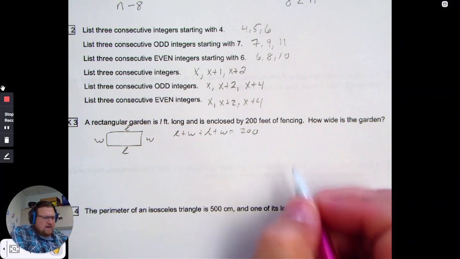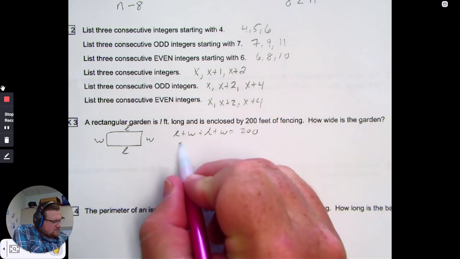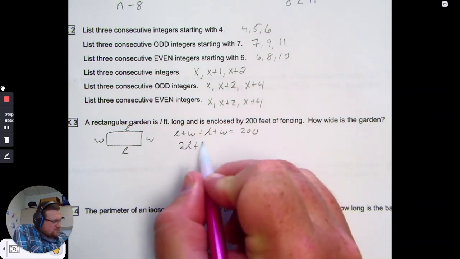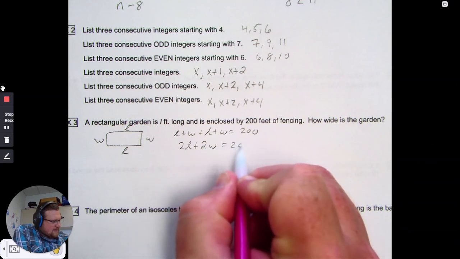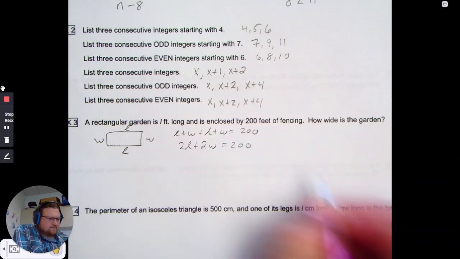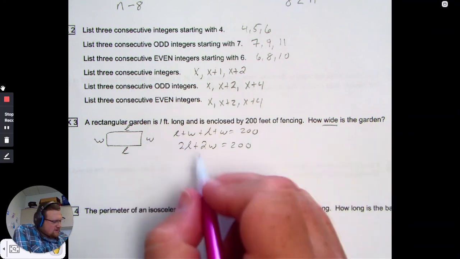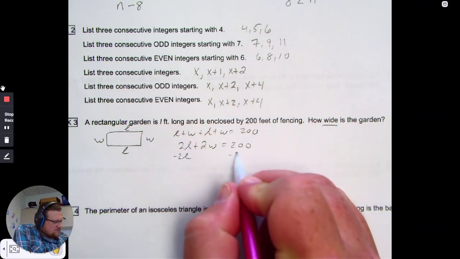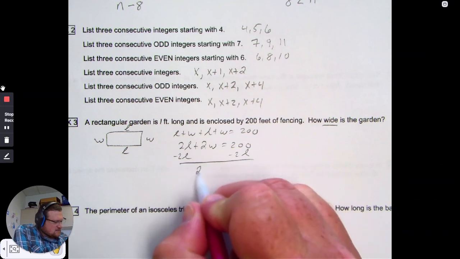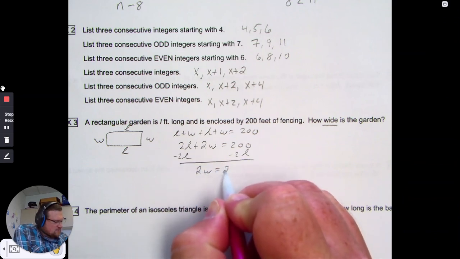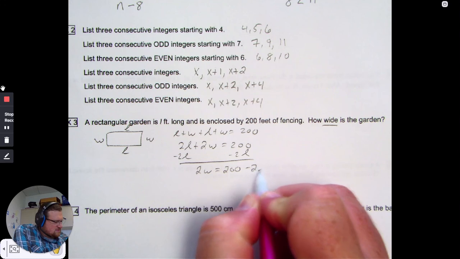So now I'm going to combine like terms. So L and L gives me 2L. W and W is 2W, and then that equals 200. I now am trying to solve for W, right, because I want to know how wide the garden is, so I need to subtract 2L from both sides. So 2W equals 200 minus 2L.